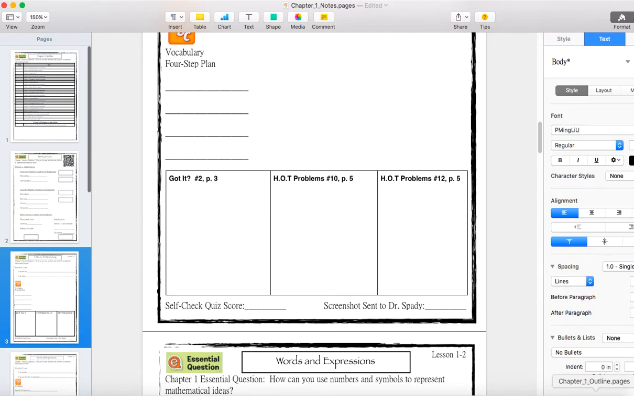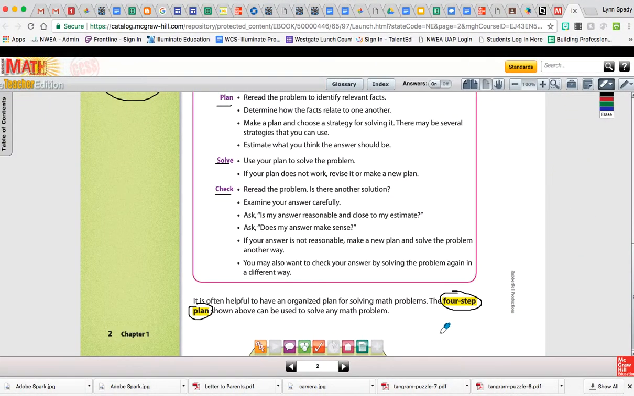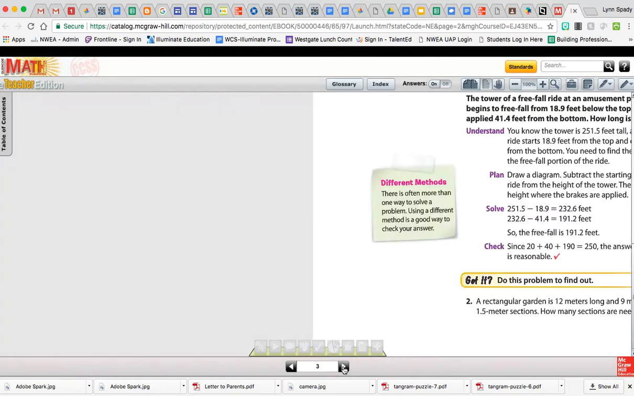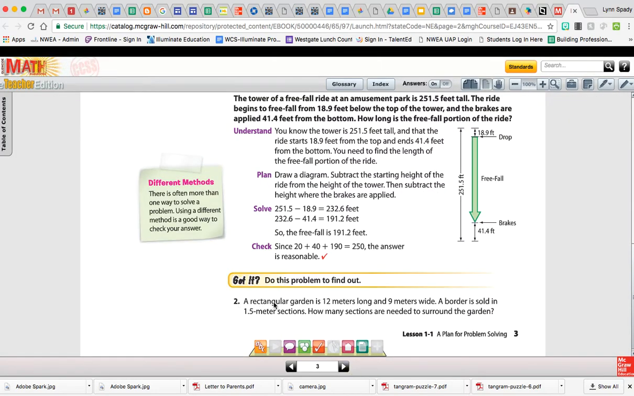So going back to the textbook, we're going to take a look at page 3, problem number 2. At the bottom here, we have a rectangular garden is 12 meters long and 9 meters wide. A border is sold in 1.5 meter sections. How many sections are needed to surround the garden? Well, in this case, to understand the problem, I'm going to use the strategy of drawing a picture. So I'm jumping to my plan stage, which is to draw a diagram.